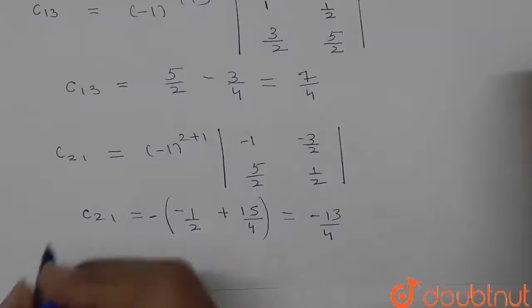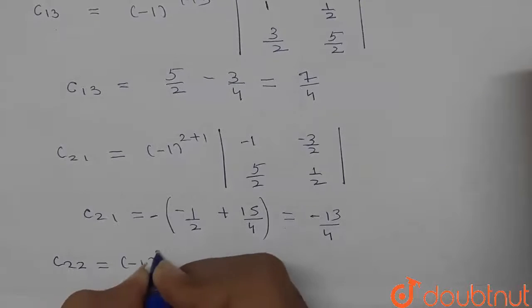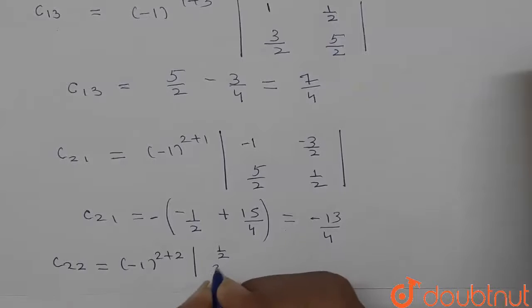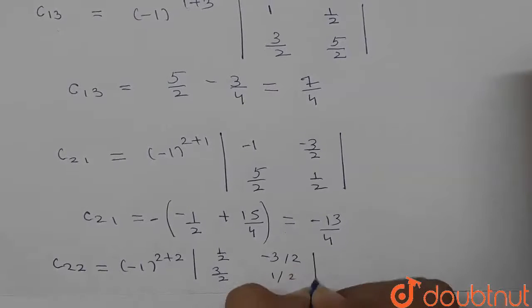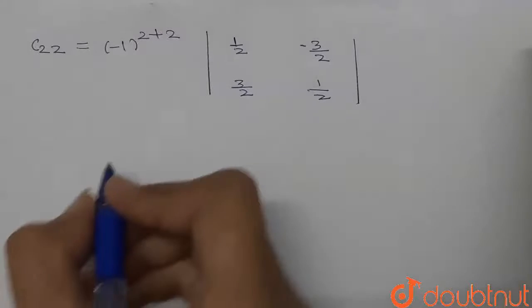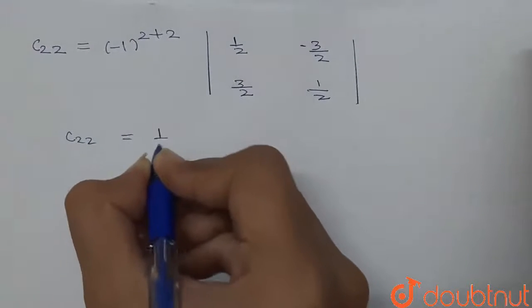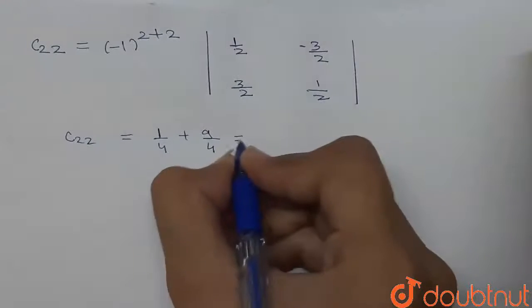Similarly, we will find C22. So C22 will be equal to minus 1 to the power 2 plus 2 into determinant of 1 by 2, 3 by 2, minus 3 by 2 and 1 by 2. On solving it, C22 is positive, so 1 by 4 plus 9 by 4, that is coming equal to 10 by 4.